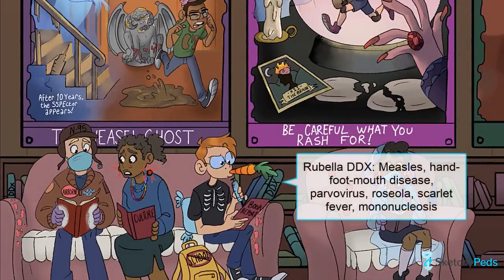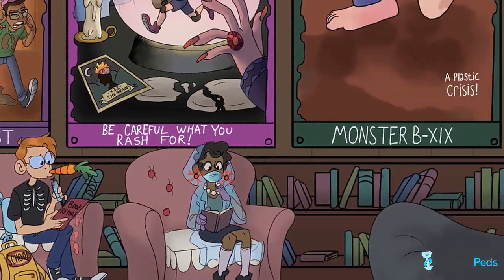Once you suspect a diagnosis of rubella, be sure to keep in mind some of the other causes of childhood rashes. This includes measles, hand, foot, and mouth disease, roseola, and scarlet fever. Feel free to check out the differential diagnosis menu for a more in-depth look.